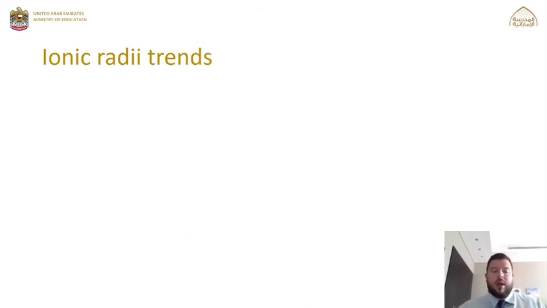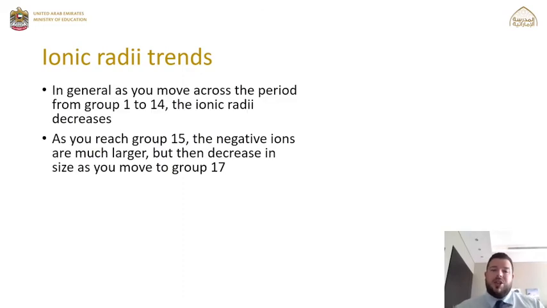If we go through ionic radii trends then, it's not quite as simple as saying as you move across the period this happens, and as you move down the group this happens. Okay, so as you move across the period in general from group 1 to 14 the ionic radii will decrease. Now this is because in general as you move from group 1 to 14 they are positive ions and they get smaller and smaller. Now when you reach group 15 it becomes a negative ion, and this negative ion is much larger than the previous positive ion. Okay, so group 15 it increases in size, but as you move across from group 15 over to group 17 it becomes smaller once again.